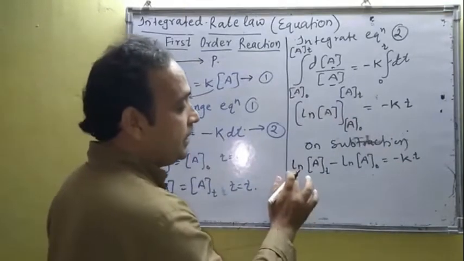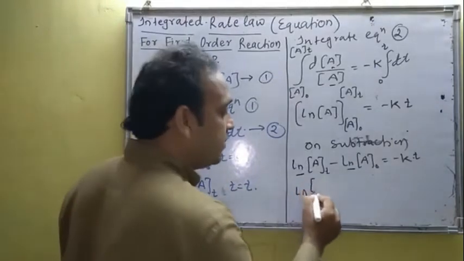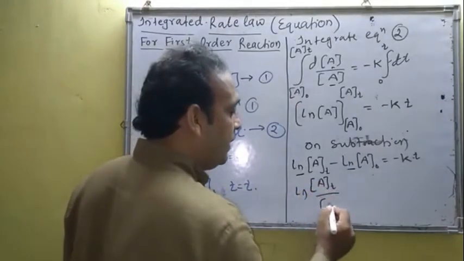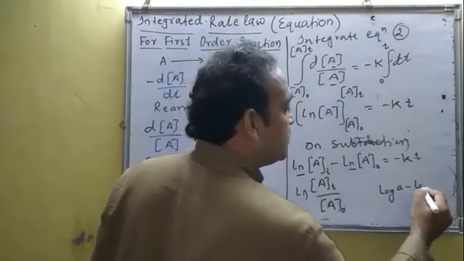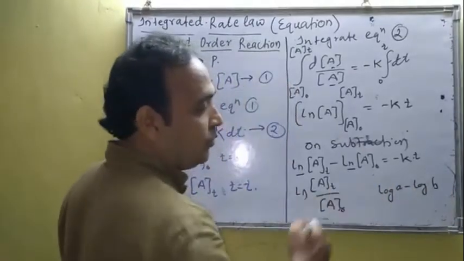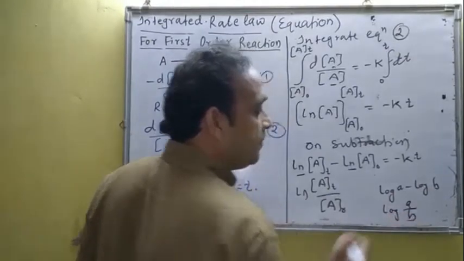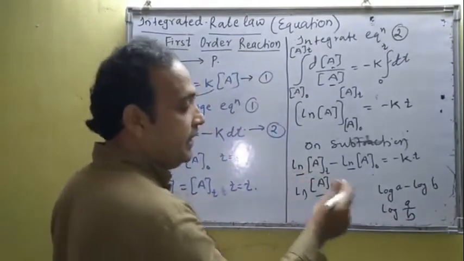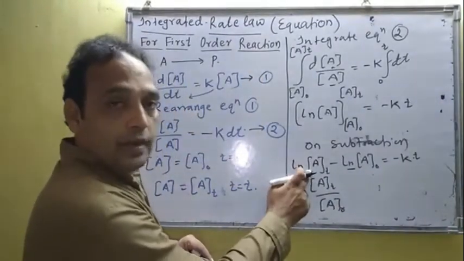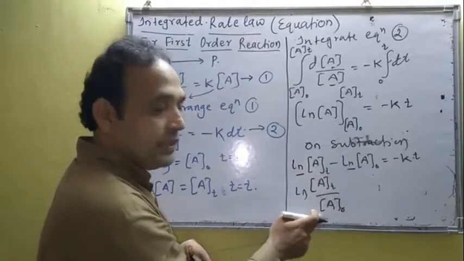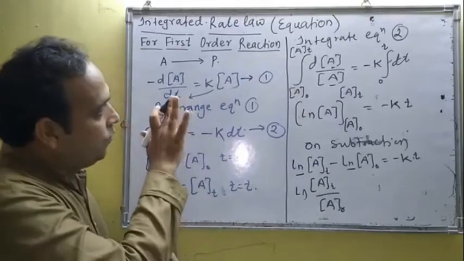Now take the natural log common, so we can write ln of At upon A0. Suppose log of A minus log of B is given to you. So how do we write log A minus log B? Here we can write log of A by B. Okay, so take reverse: natural log, take common, upper limit divided by lower limit. I think up to here you have understood from where we have started.